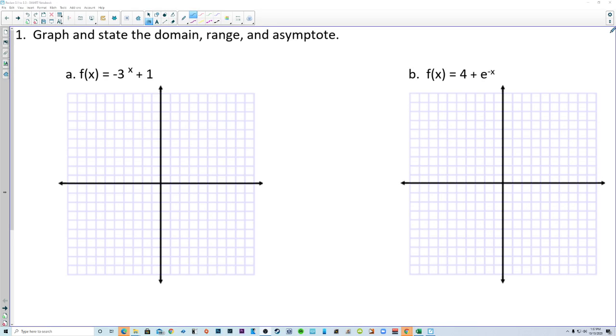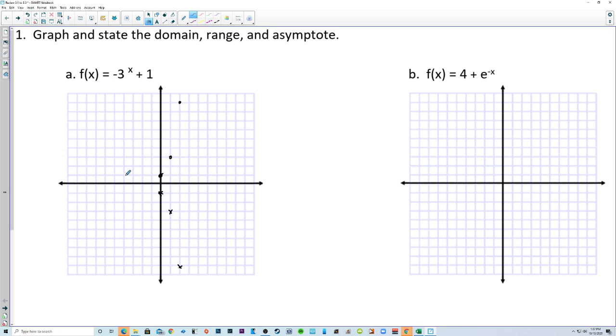All right, this is the review for the 3-1 to 3-3 quiz. And we have, let's graph 3 to the x. So 3 to the 0 is 1, 3 to the first is 3, 3 squared is 9. Now negative on the outside of the function reflects over the x-axis. So there it is, reflected over the x-axis.